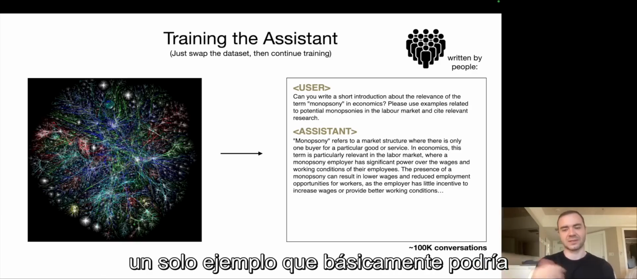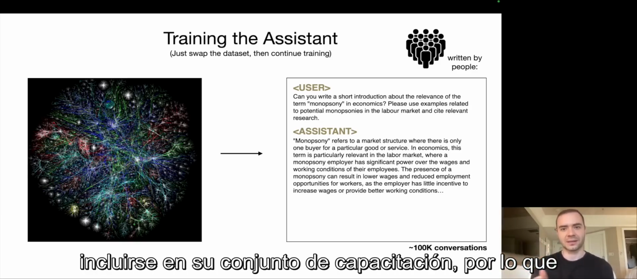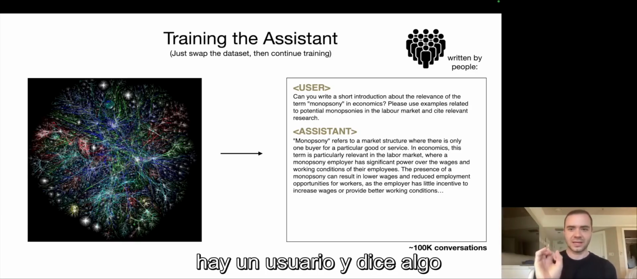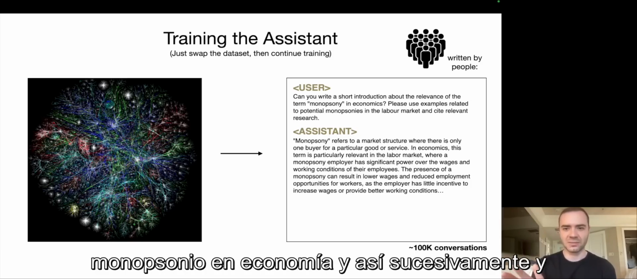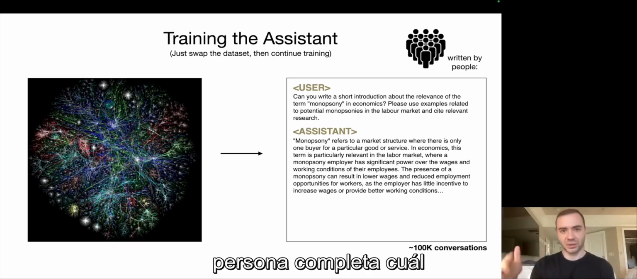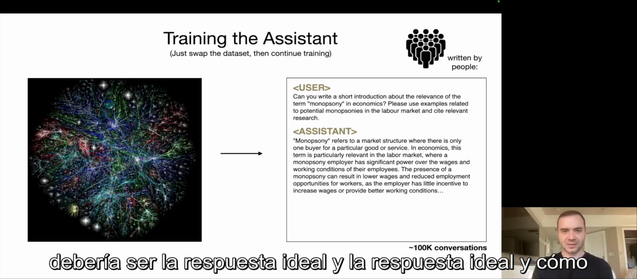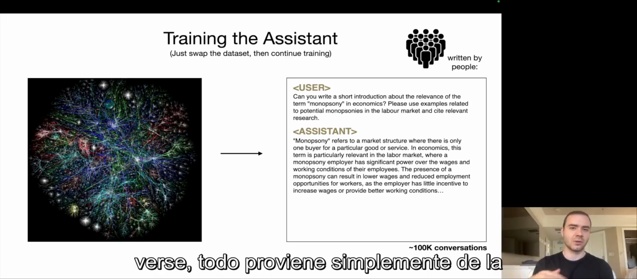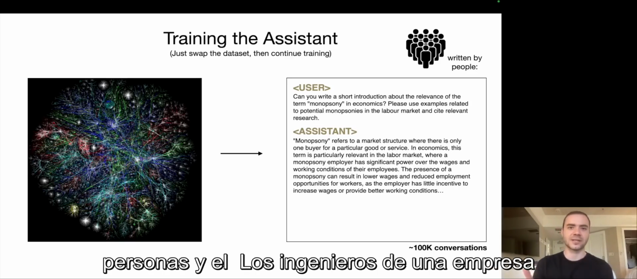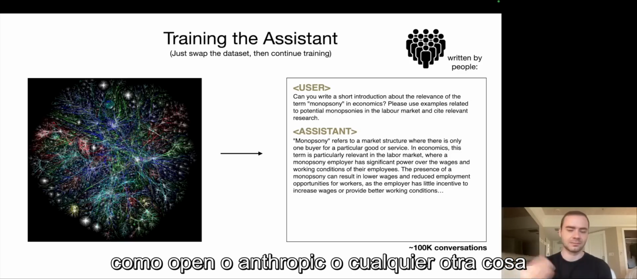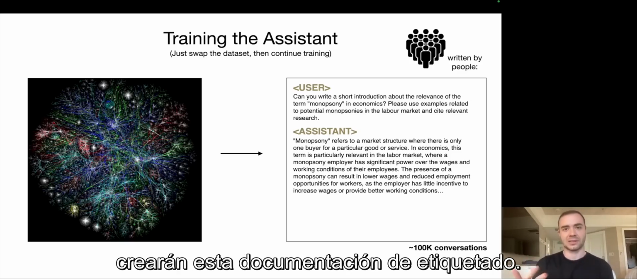So here's an example of a single example that might basically make it into your training set. There's a user, and it says something like, can you write a short introduction about the relevance of the term monopsony in economics, and so on. And then there's assistant, and again, the person fills in what the ideal response should be. And the ideal response and how that is specified and what it should look like, it all just comes from labeling documentations that we provide these people. And the engineers at a company like OpenAI or Anthropic or whatever else will come up with these labeling documentations.